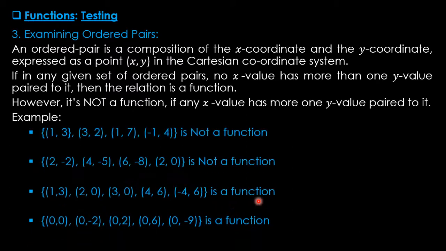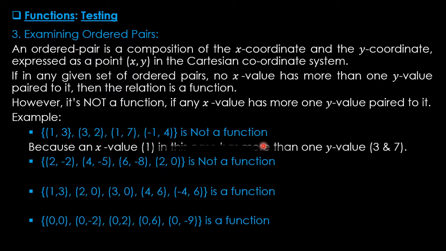Example, suppose (1, 3), (3, 2), (1, 7), (-1, 4). This is not a function. Why? Because an x value 1 in this case has more than one y value. 1 is paired with 3 and this one is paired with 7. So one x value, which is 1, has more than one y value, 3 and 7. That's why it is not a function.